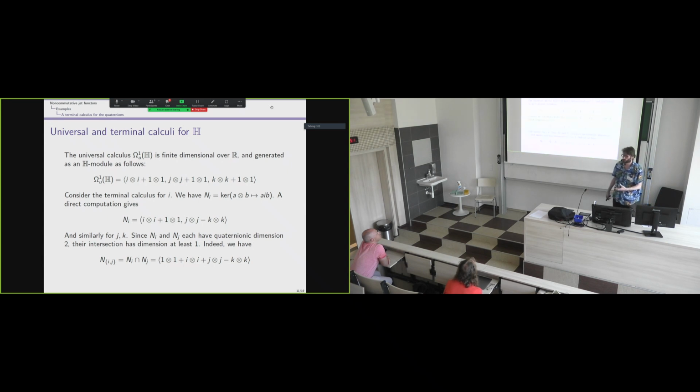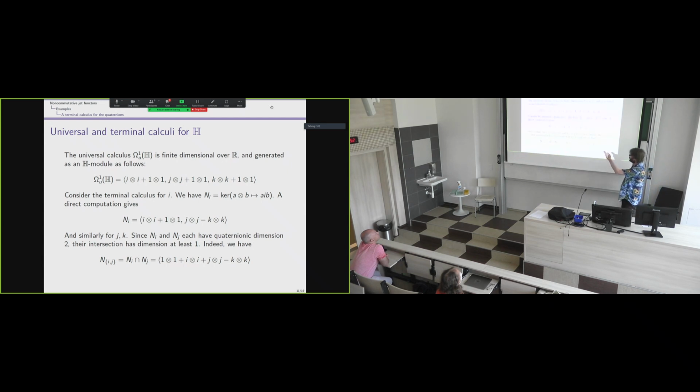So let's construct a terminal calculus for this. Basically what we want is the terminal calculus for i and j. So we want left multiplication by i and j to be first order differential operators. They're not zero order differential operators because it's non-commutative. So the universal has this nice form: angle brackets i squared plus 1 squared, j squared plus 1 squared, k squared plus 1 squared. And when I write angle brackets, I mean generated as a module. You can generate from the left or the right, it does not matter.